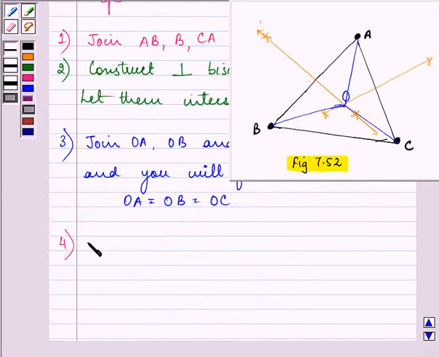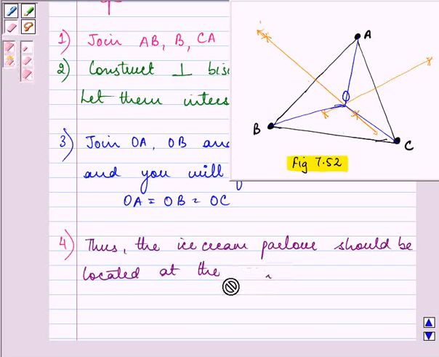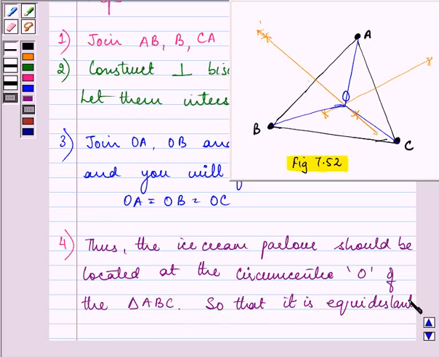our answer will be, thus the ice cream parlor should be located at the point, or at the circumcenter, that is O of the triangle ABC, so that it is equidistant from A, B and C. Right. So this is our required answer.